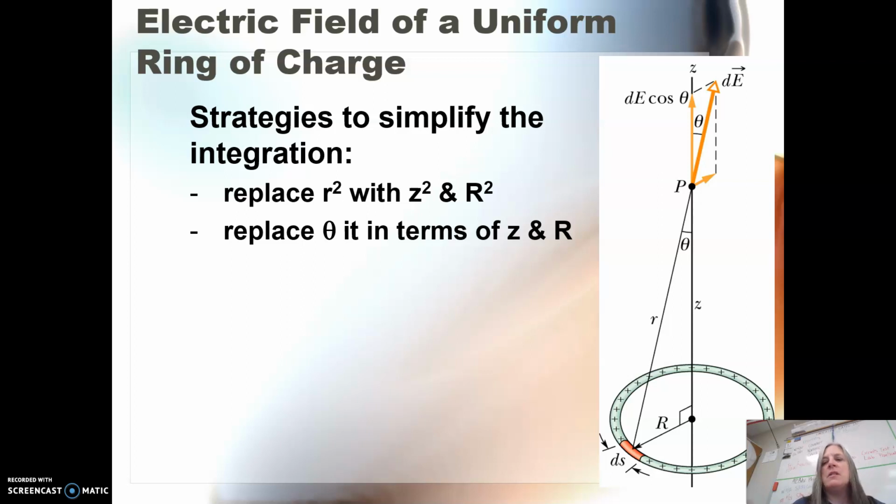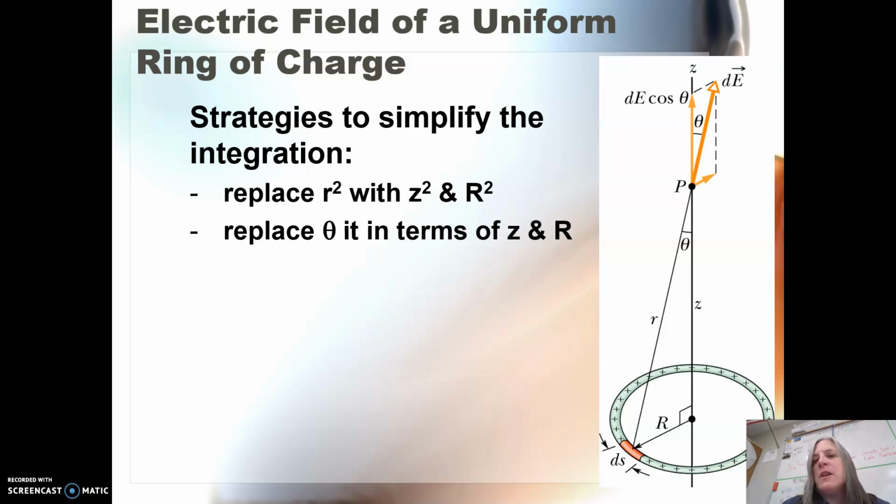pieces of charge across this charged ring, we want to replace our r in our 1 over 4 pi epsilon naught dq over r squared in terms of the variables given, like z, which for this case is the distance to point P from the center of the ring, and the radius, which is the distance from that axis out to the ring itself.